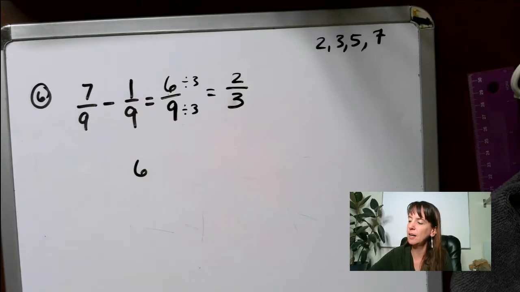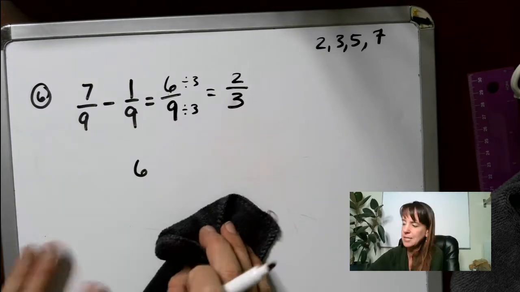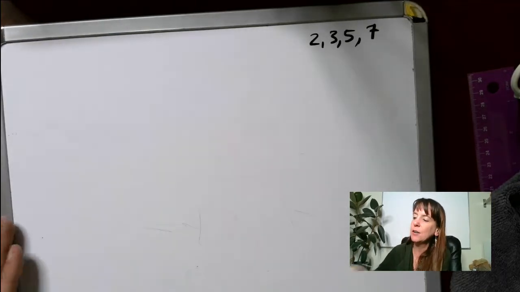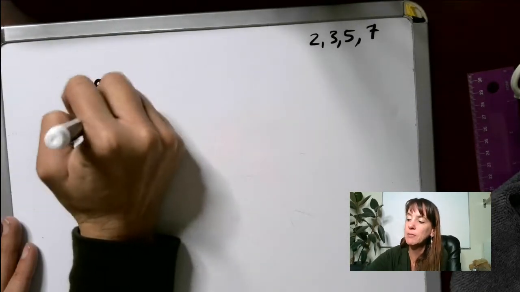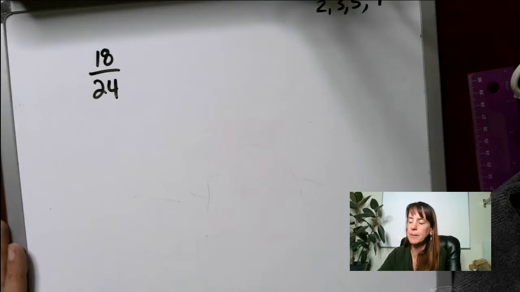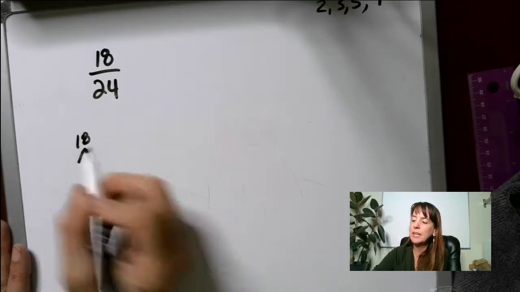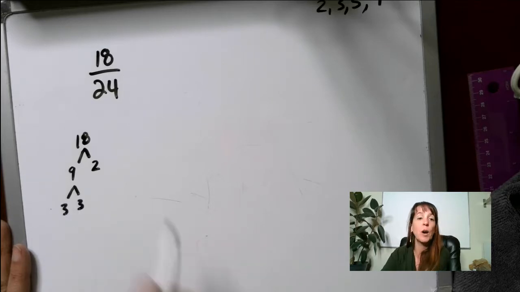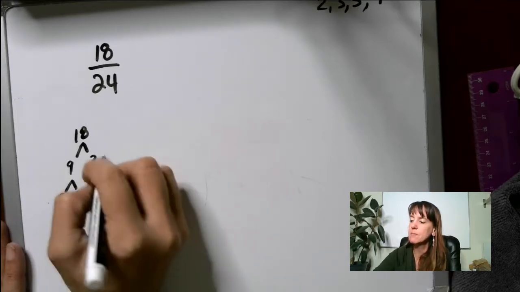Let's say we have, I'm going to go back to that one that was like 18 over 24. This is just a different method of doing it. Like I said, there's a bunch of different methods, right? 18, I can break that down into 9 and 2, 3 and 3. Those are prime numbers, right? Can only be multiplied by 1.